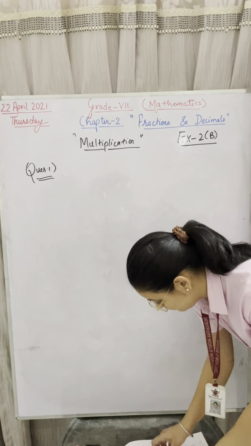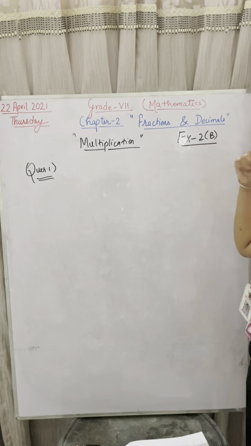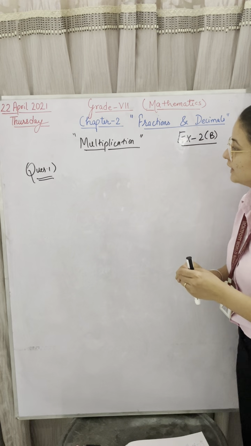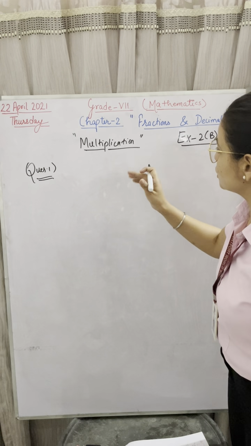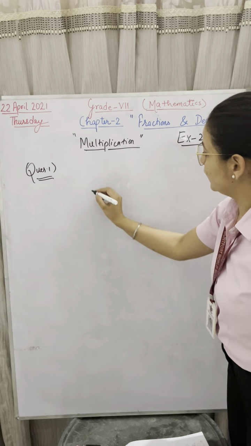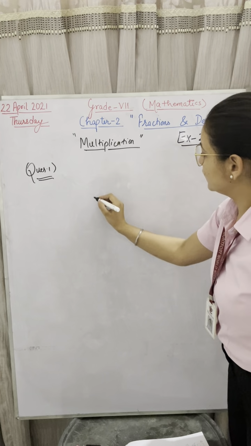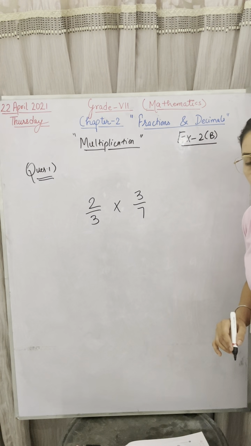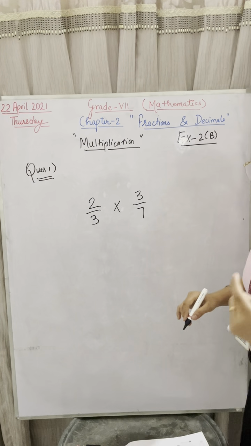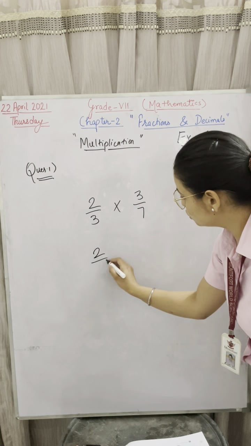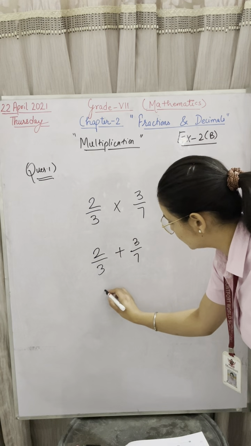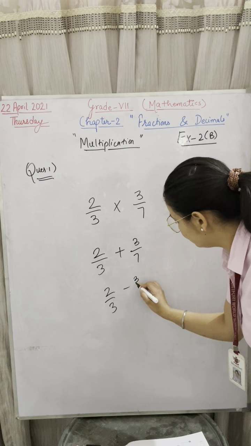So today we will discuss exercise 2B, that is based upon the multiplication of rational numbers. Multiplication of rational numbers is like we are having 2 by 3 multiplied with 3 by 7. Okay, so how can we multiply them? When we discussed addition, suppose 2 by 3 plus 3 by 7, or we did subtraction, 2 by 3 minus 3 by 7.